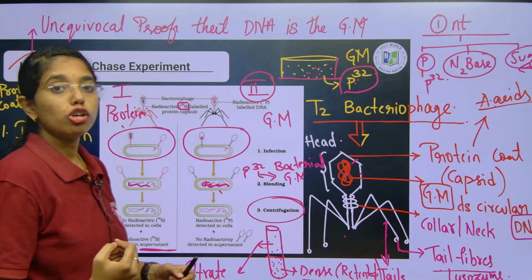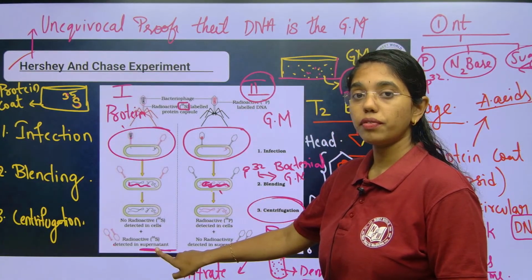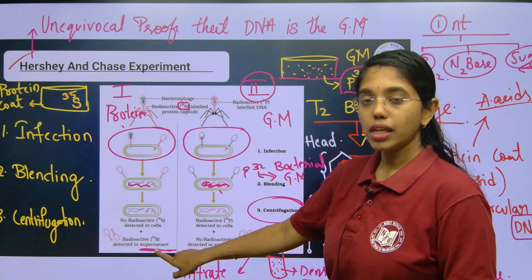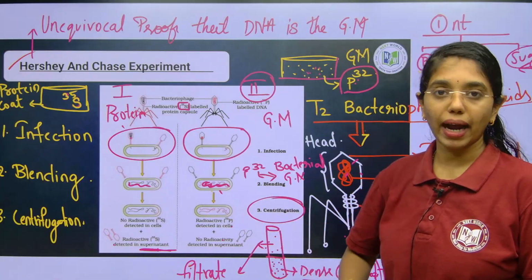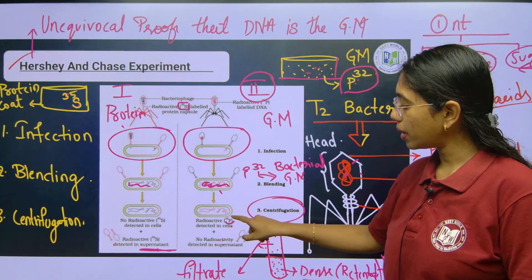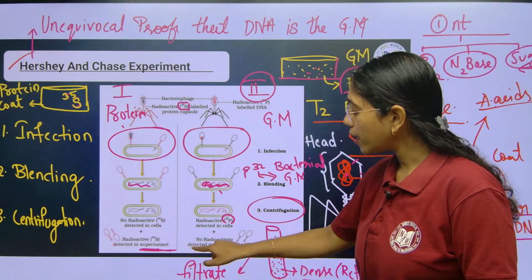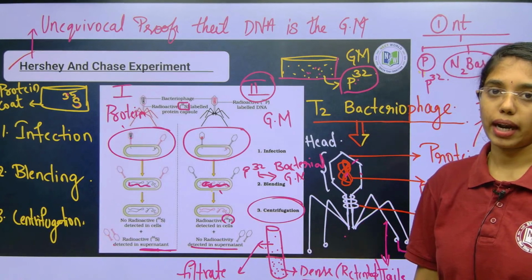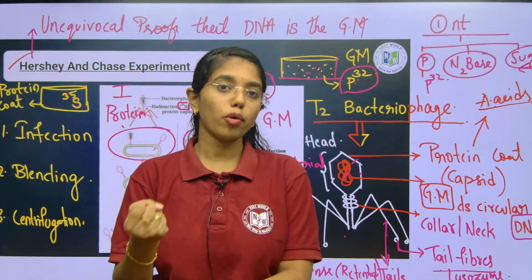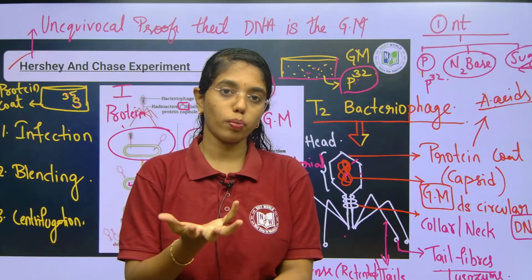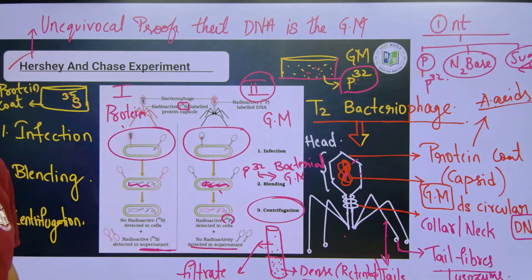S35 is observed in the supernatant after centrifugation, right? But here, radioactive P32 is present inside the bacterial cells, because the genetic material of bacteriophage is integrated into the bacteria, and no radioactivity is detected in the supernatant, because all the protein coats are light in weight. When compared to the genetic material, protein coat is light in weight, and that is observed in the supernatant. Here you cannot see anything in the supernatant. There is no radioactivity detected in the supernatant.